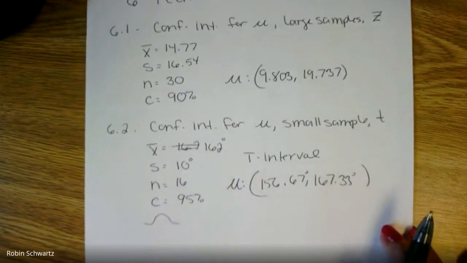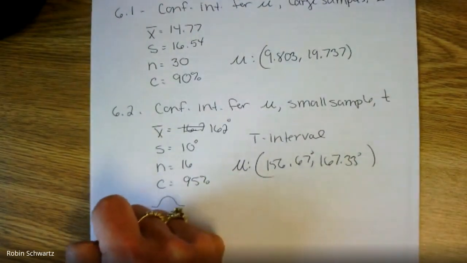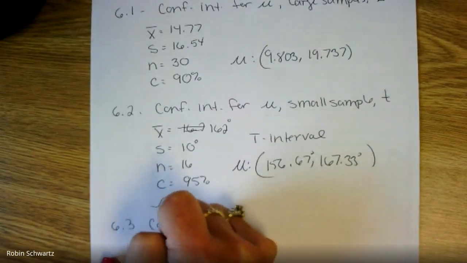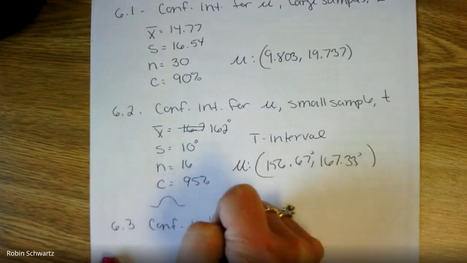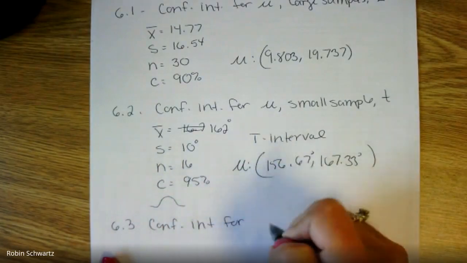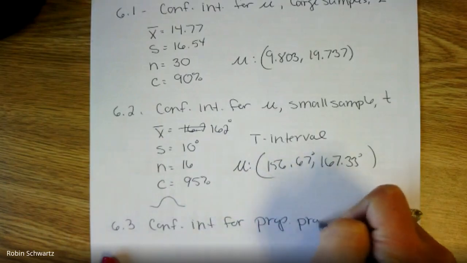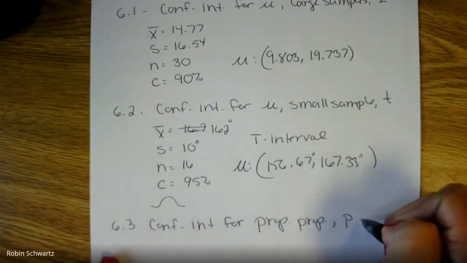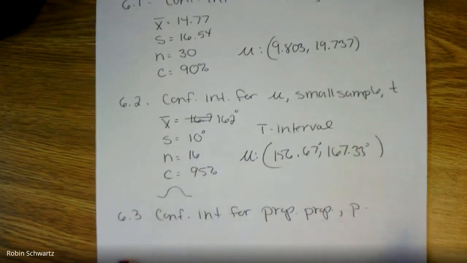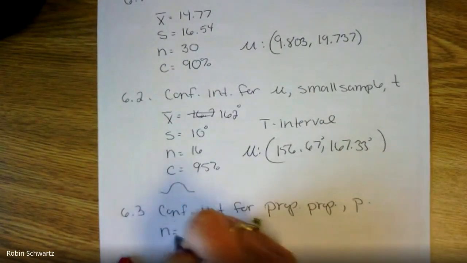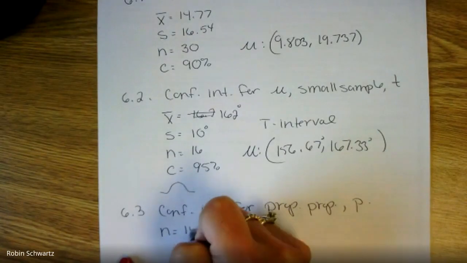All right, and our last program is on a different page. Like I said, I couldn't find one page that had all three of them. 6.3 was confidence interval for population proportion. So you'll still go through and make sure the sample's big enough and all that stuff, but let's just take a look at the calculator.